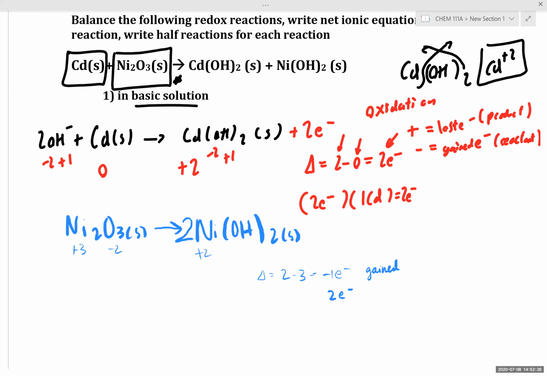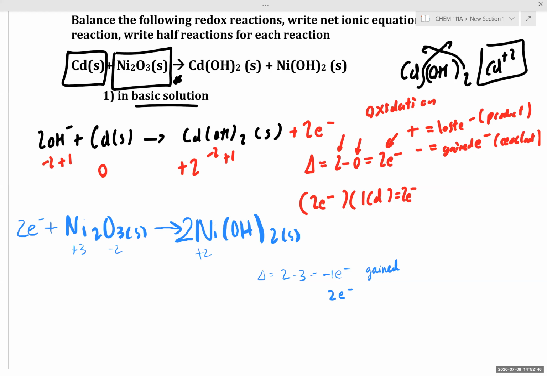2. There we go. So where do we put our electrons? On the left or the right-hand side? Perfect. Exactly right.